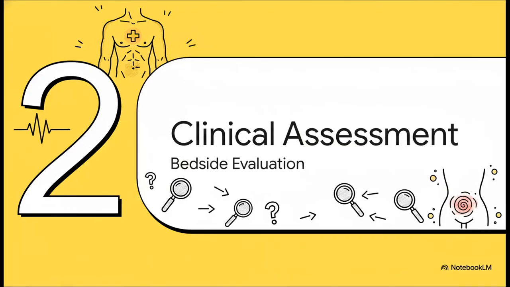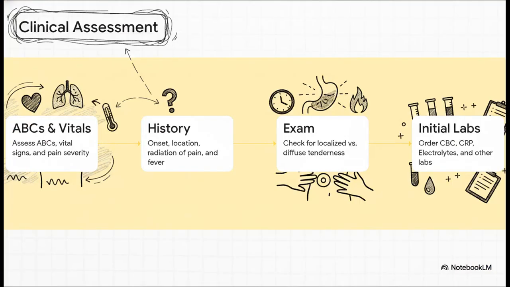Moving on to Section 2. The bedside clinical assessment. Now we get to slow down just a bit and play medical detective with our stable patients. Let's move to and see how this builds our clinical picture. Step 1 is, of course, your ABCs and vitals. Step 2 is the focused history, pinning down the onset, location, radiation, and critically asking about any recent surgeries or chance of pregnancy.